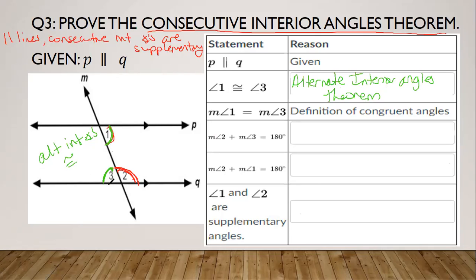So that tells us that angle 1 and angle 3 are congruent. And then they make this statement here: the measure of angle 1 is equal to the measure of angle 3. This is the definition of congruent angles. So if you remember, guys, congruence means that the shape and the size are the same. Measure means that the value and the measurement of the angle is the same, okay?